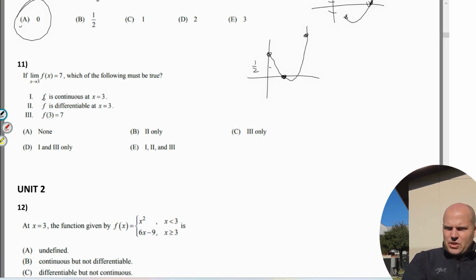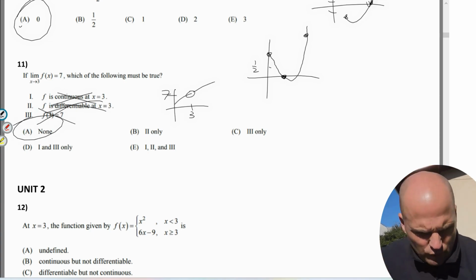If this limit equals 7, all we know is that we have a limit. Do we have to be continuous? No. We're not certain that this function couldn't have a hole at 3, 7. So we don't have to be continuous. Unless we have a slope. Well, we don't have to have a slope if we don't have a point. Must there be a function value that equals 7? No, it doesn't have to be.